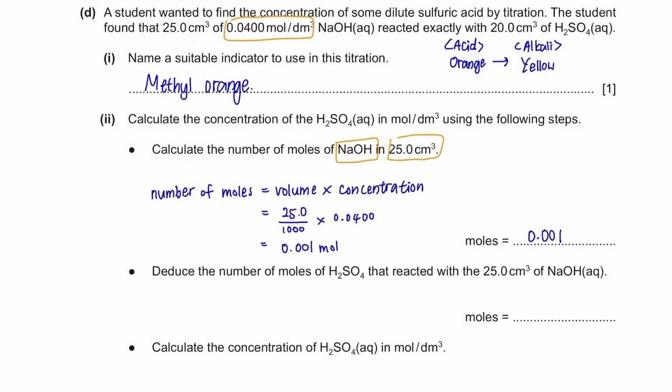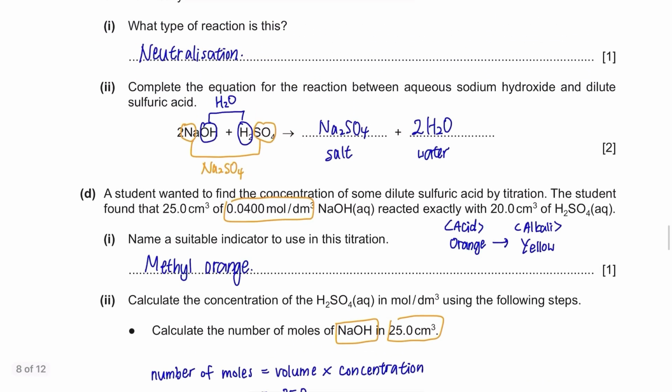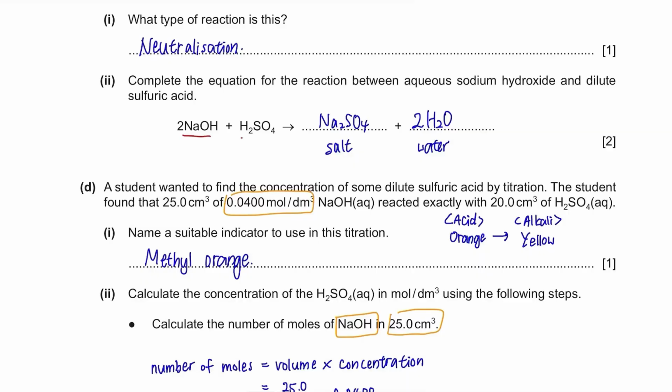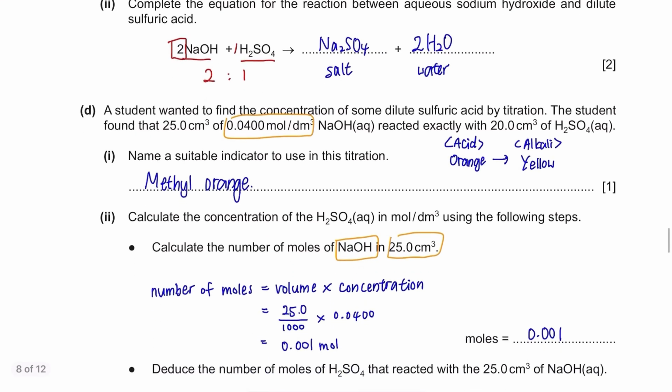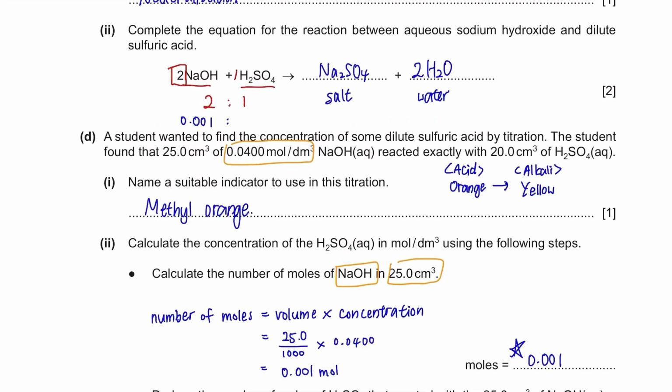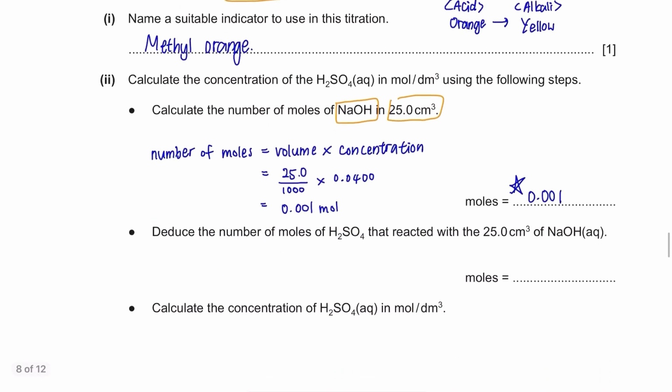Deduce the number of moles of H2SO4 that reacted with the 25 cm³ of NaOH. Time to use the balanced equation above. The ratio of NaOH to H2SO4 is 2:1. So if the mole of NaOH is 0.001, for H2SO4 it will be 0.0005 after dividing it by 2.